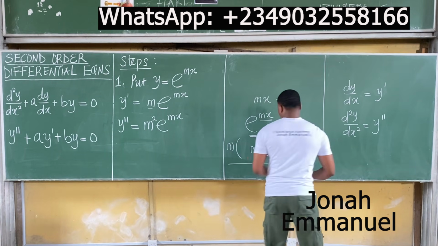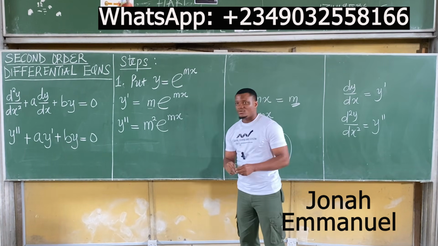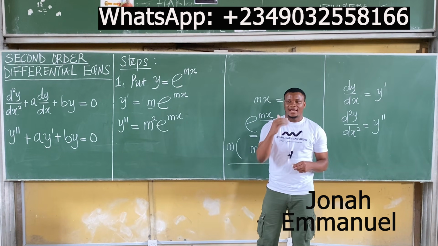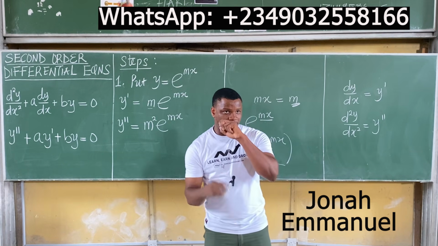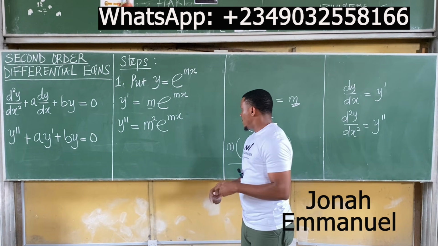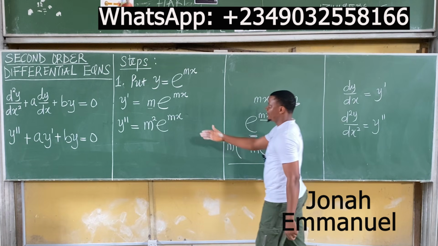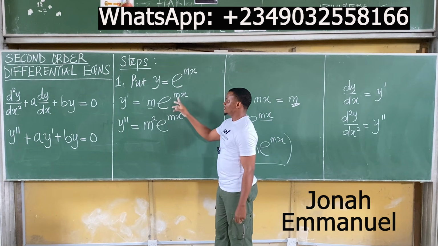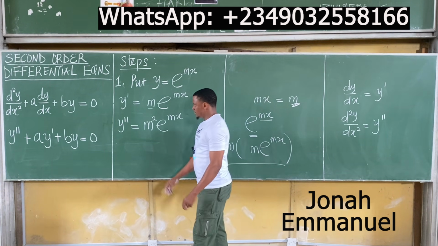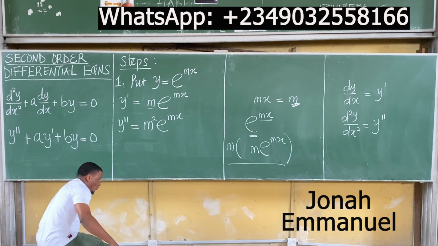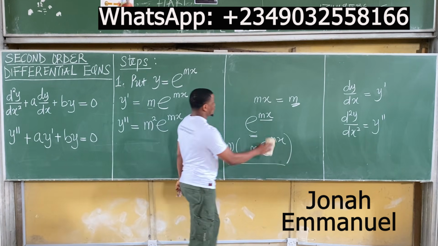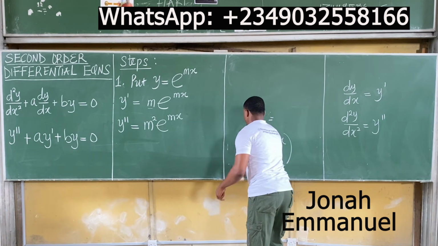So y equals exponential mx, y prime, that's dy/dx, is m exponential mx. Then d squared y over dx squared, which is y prime prime, is equal to m squared exponential mx. y prime is m exponential mx. y prime prime is m squared exponential mx. Let's proceed. That's step one. Step two.